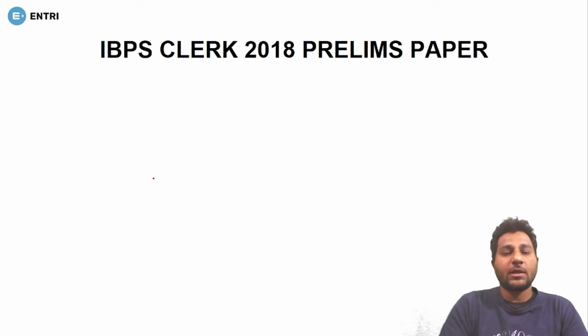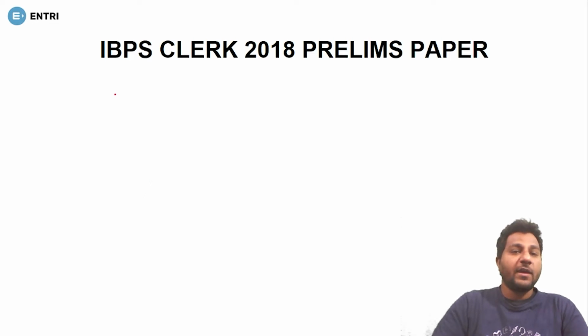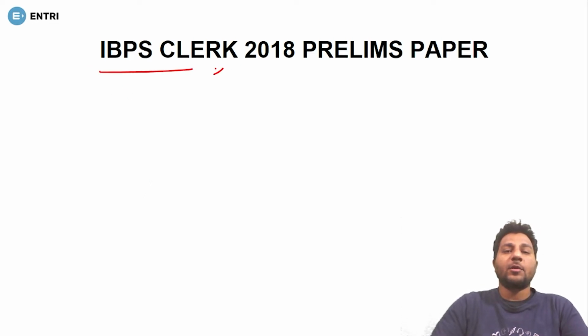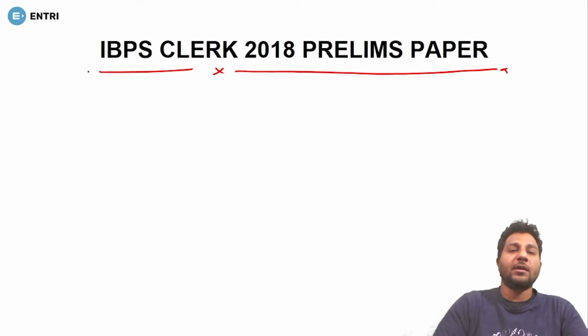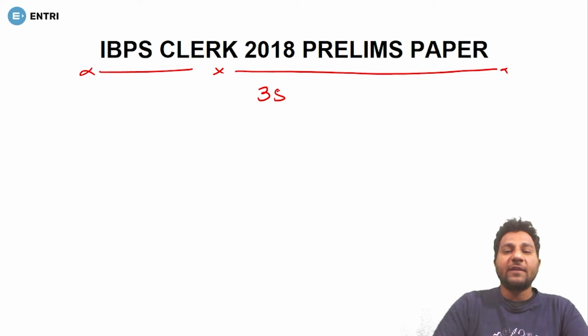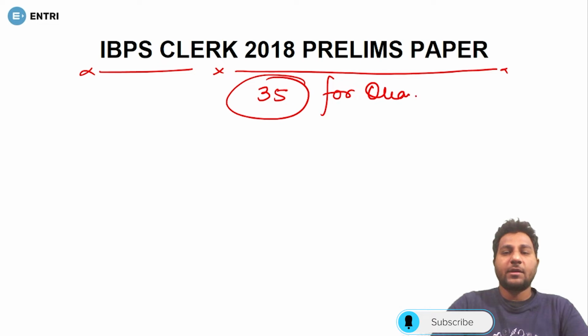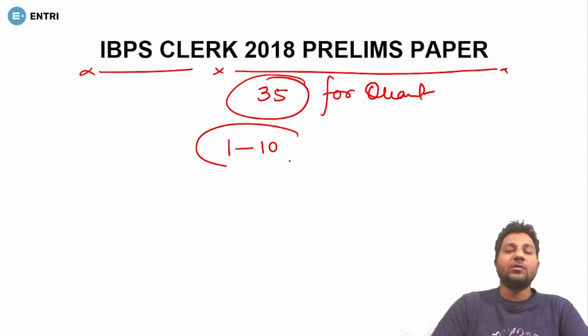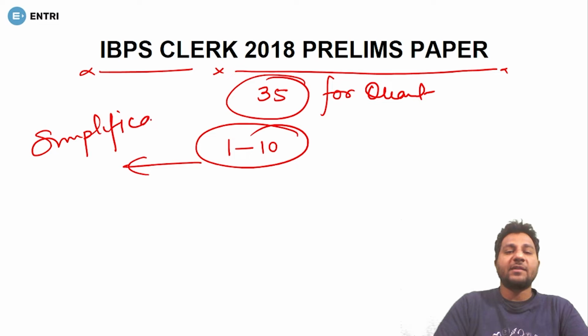I am Mirza Shambeg, your quant educator, and today I am going to discuss a very important part of your preparation. Look at the topic: IBPS Clerk 2018 Prelims paper. The prelims paper has 35 questions for the quant section. Now I will discuss 10 questions, that is 1 to 10, and that is the simplification part.